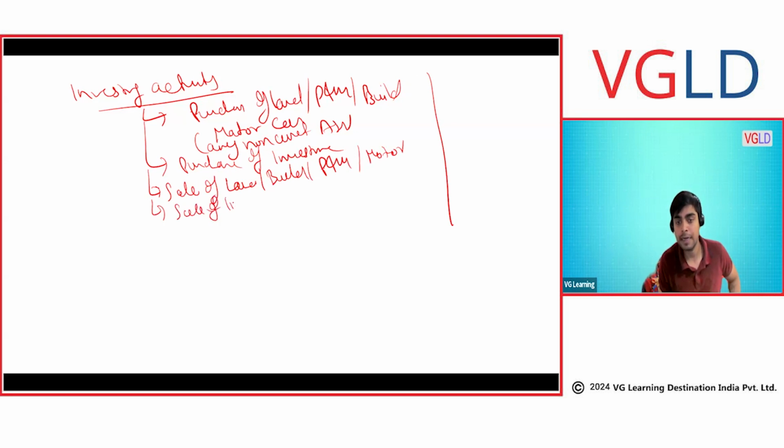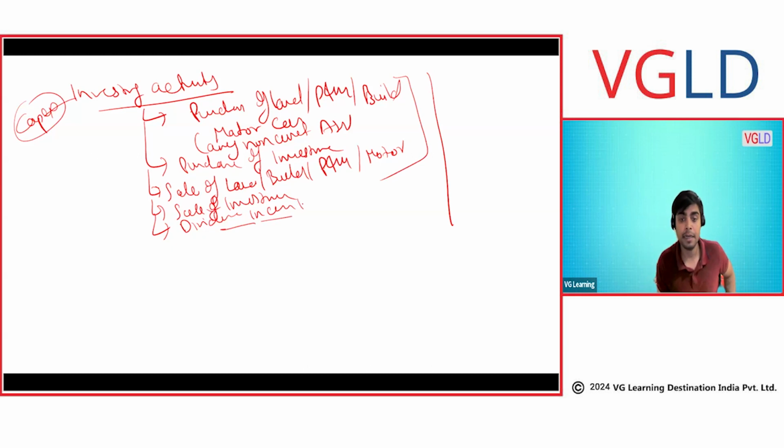sale of investment. Dividend income, important. Yes, capex. Very good, Gautam, this is capex. Dividend income and interest income will also be coming here. Again, cash received: dividend income received, interest income received. This will be your investing activity.